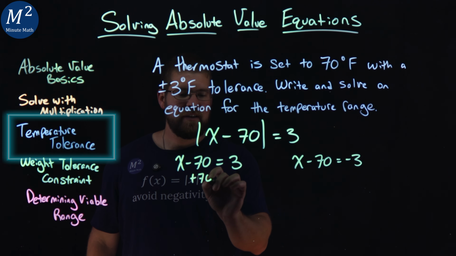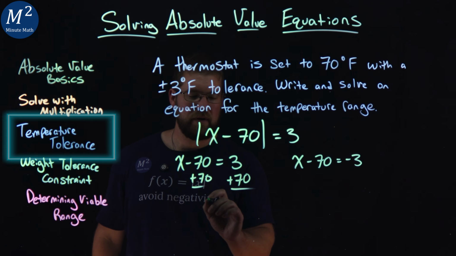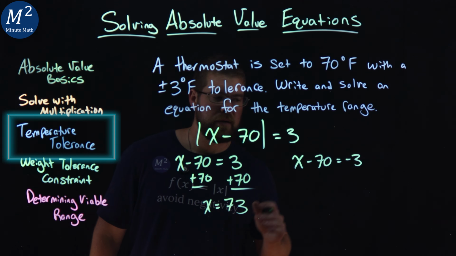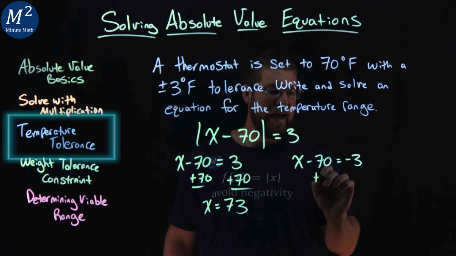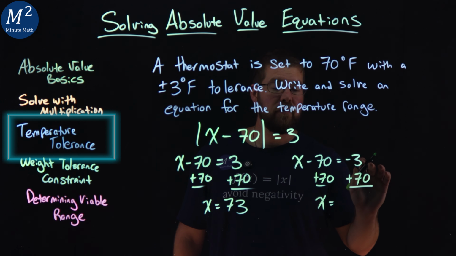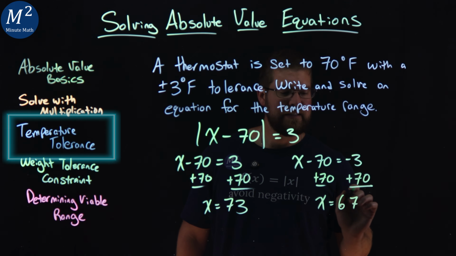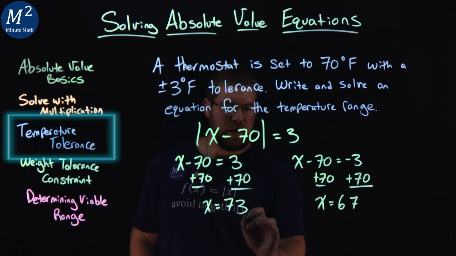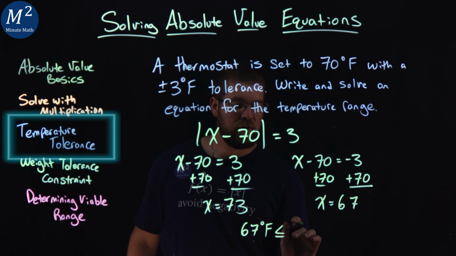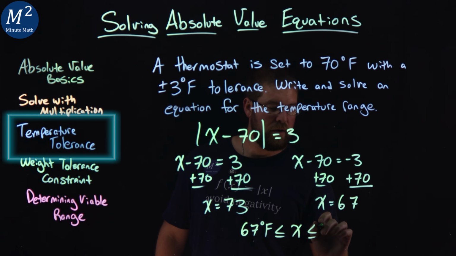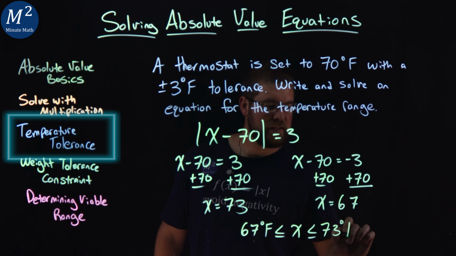So we're going to add a 70 to both sides of the equation, and x equals 3 plus 70, which is a 73. From here, same idea. We add 70 to both sides of the equation, and x equals a negative 3 plus 70, which is a 67. And so the range of values that x can be, the temperature we can set, is 67 degrees Fahrenheit is less than or equal to x, which is less than or equal to 73 degrees Fahrenheit.